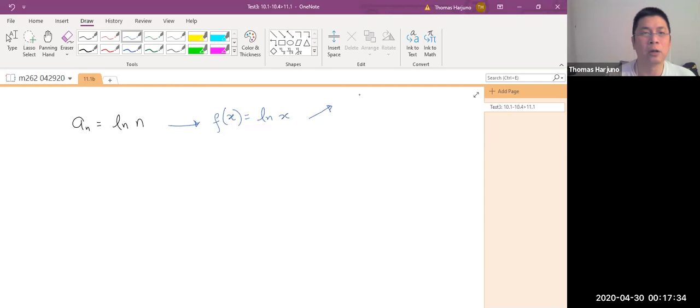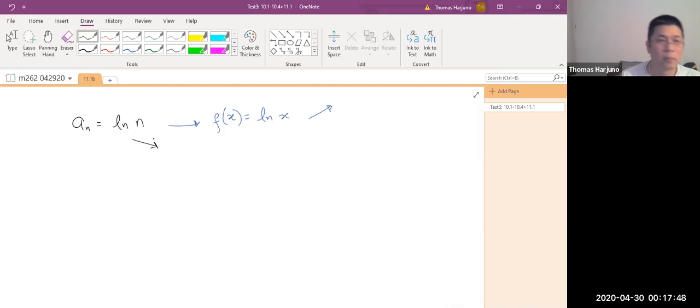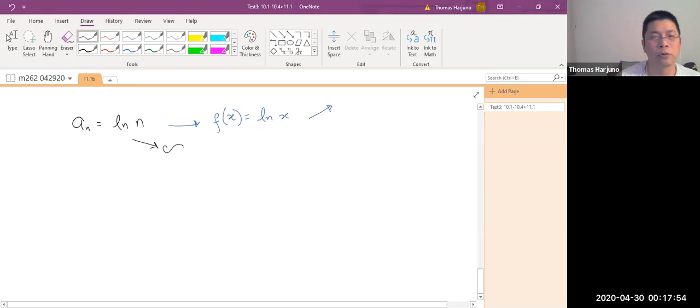Anyway, in this case here, this sequence converges to what? Converges to infinity. So it's actually divergent.